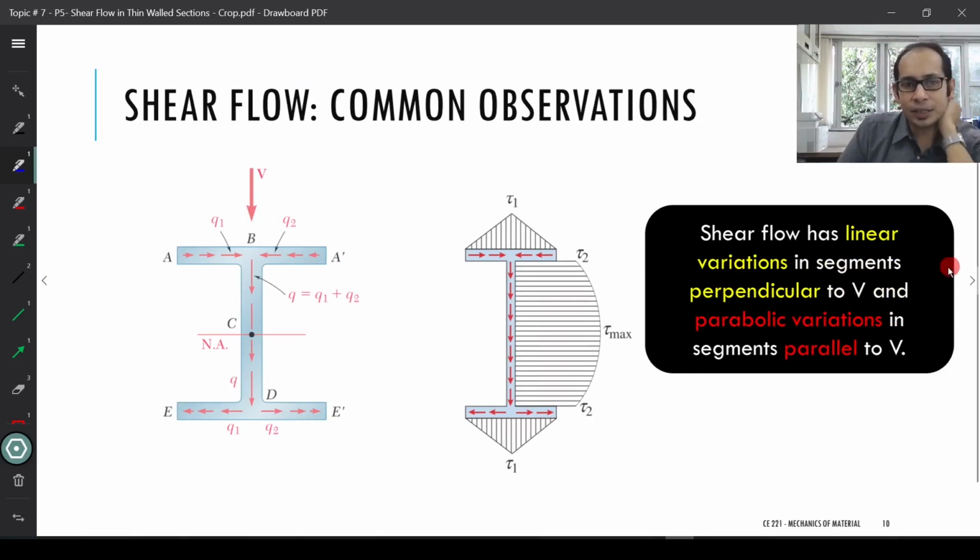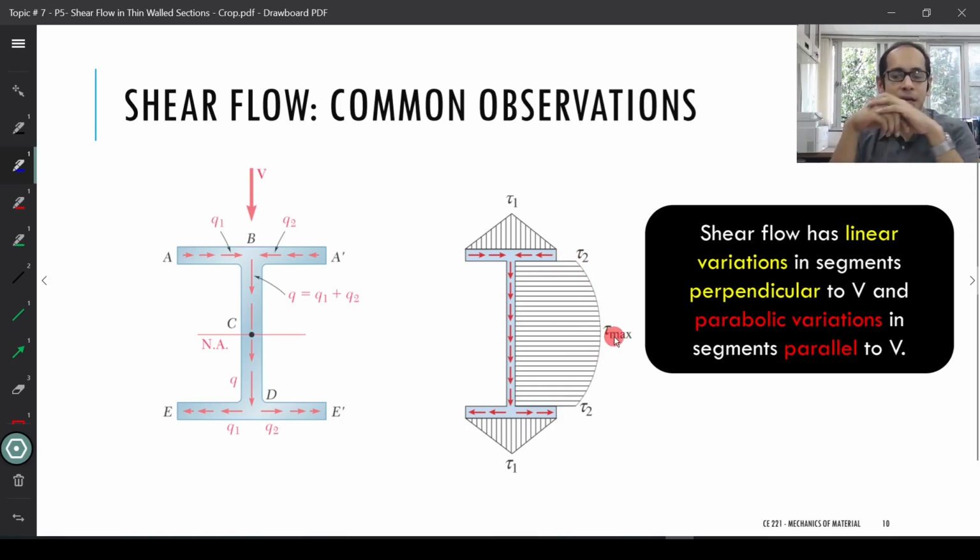So overall, to note, this is the nutshell: the shear flow has linear variation in the segments which are perpendicular to V. So this is the V over here. Oops, sorry, I marked that accidentally. So if you have this V over here, this is the section which is perpendicular to V. That is the flange over here. Here the variation is linear. You see, it starts from 0 and linearly varies, whereas in the section which is parallel to V, which is essentially the web, you have this parabolic variation over here. Here also it is minimum at this interface, and it reaches the maximum over here.